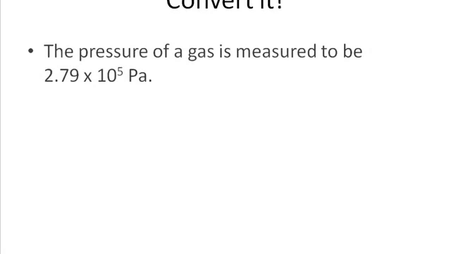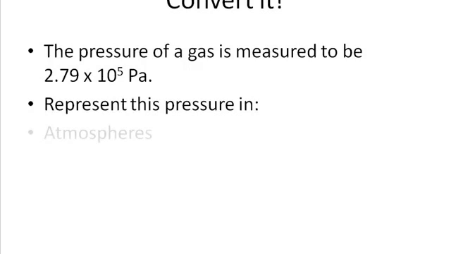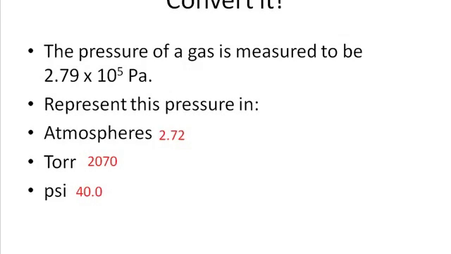More practice. If the pressure of a gas is measured to be 2.79 times 10 to the 5th pascals, represent that in pressure units of atmosphere, torr, and pounds per square inch. When you do so and you use the correct conversion factors, you should get 2.72 atmospheres, 2,070 torr, and about 40 pounds per square inch.